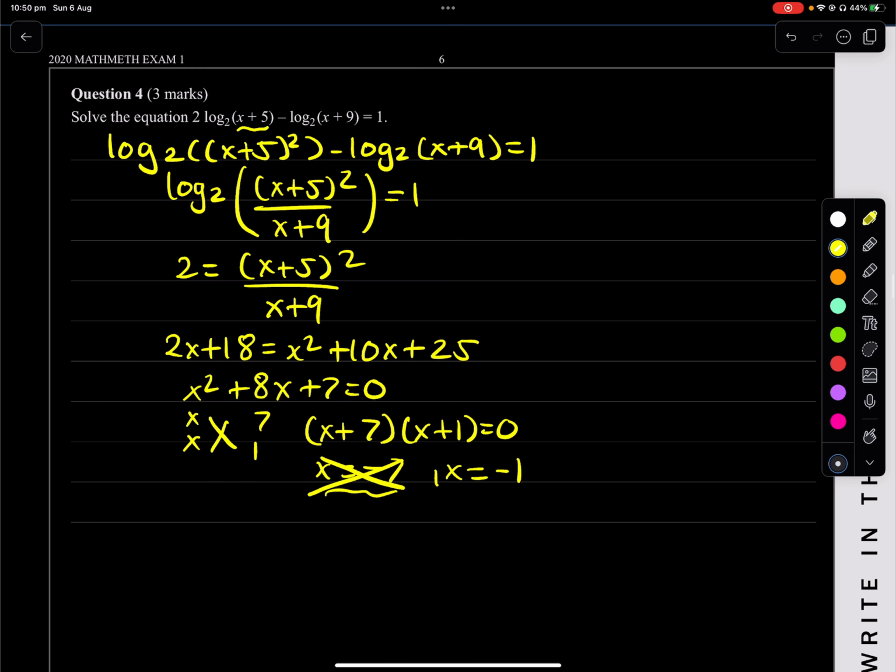What about x equals negative 1? Let's try that in both of these logs. So 5 minus 1 is 4. Yep, that's positive. 9 minus 1 is 8. That's also positive. So this one is good. Your final solution is x equals negative 1. That is your final solution.